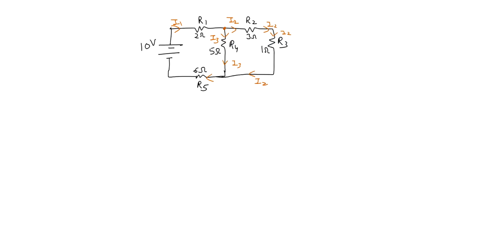So what was the combination? I1 was split into I3 and I2. That means I3 plus I2 will make I1. So I3 plus I2 will make I1. That means I1 goes here.